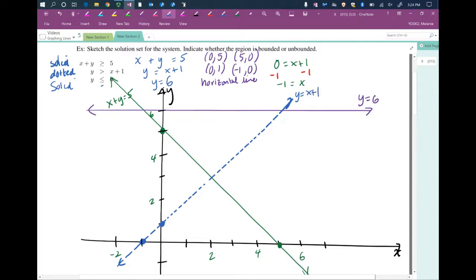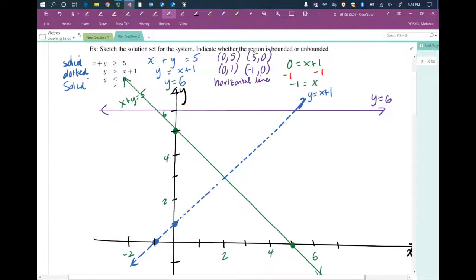Okay, now we're going to figure out what the solution set looks like. So we're going to do our shading. We're going to look at each one of them. I'll start with the top one: x plus y is greater than or equal to 5.